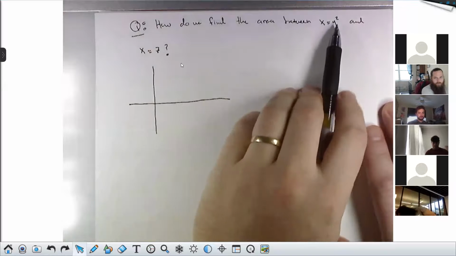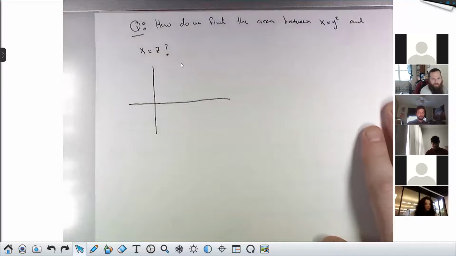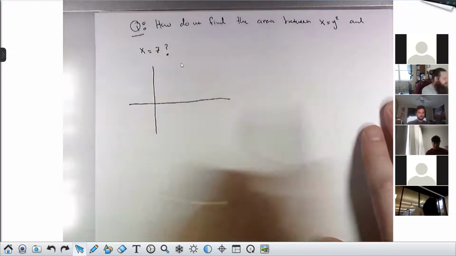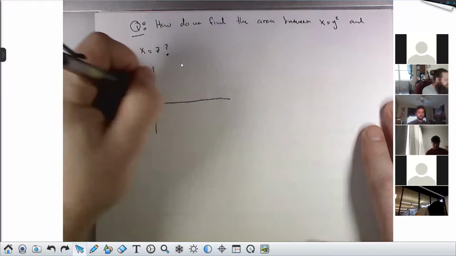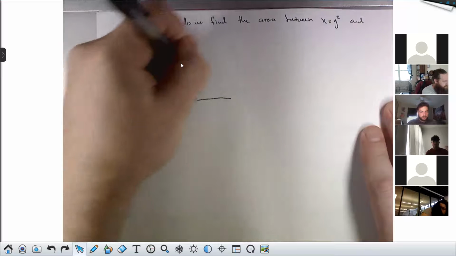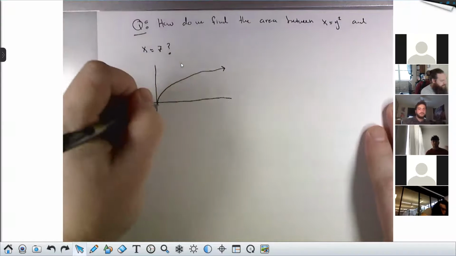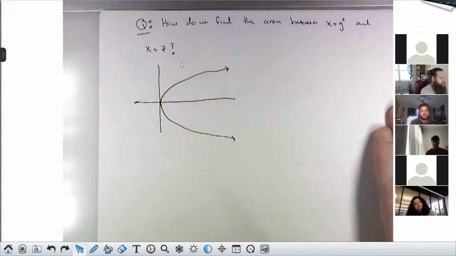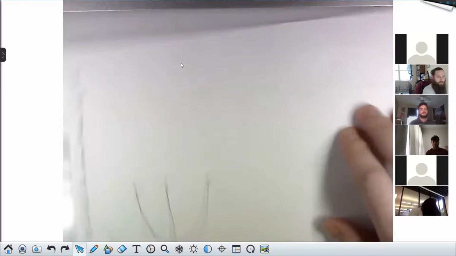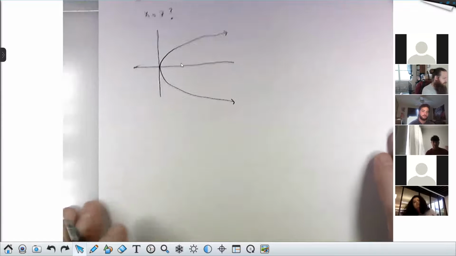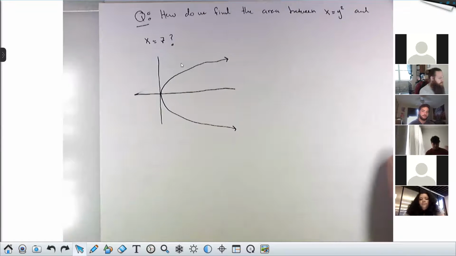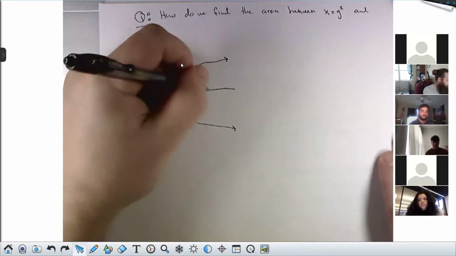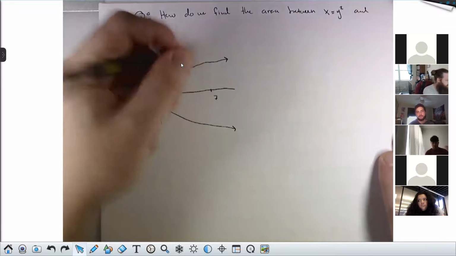X equals y squared. You can think of it as y equals the positive and negative square root of x if you're having trouble remembering what that graph looks like. Or you can remember that it's the same as y equals x squared with your head turned 90 degrees. Looks like this, right? Y equals x squared, x equals y squared. You're reflecting everything over the line y equals x, which in this case turns out to be the same thing as rotating 90 degrees to the right. And then x equals 7 is a vertical line.